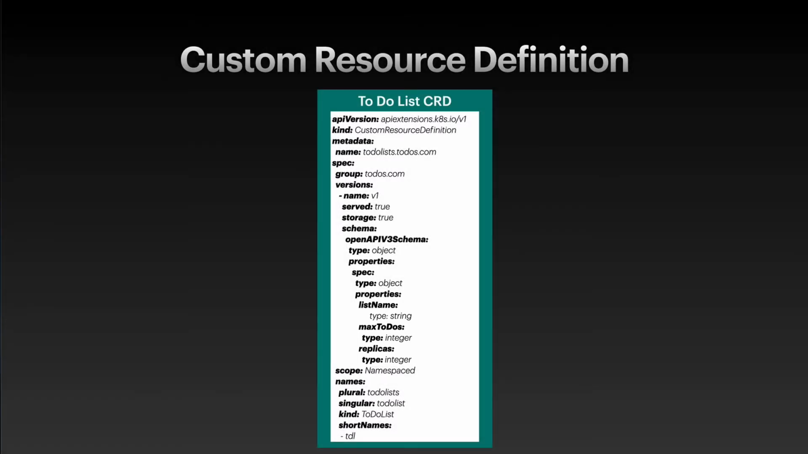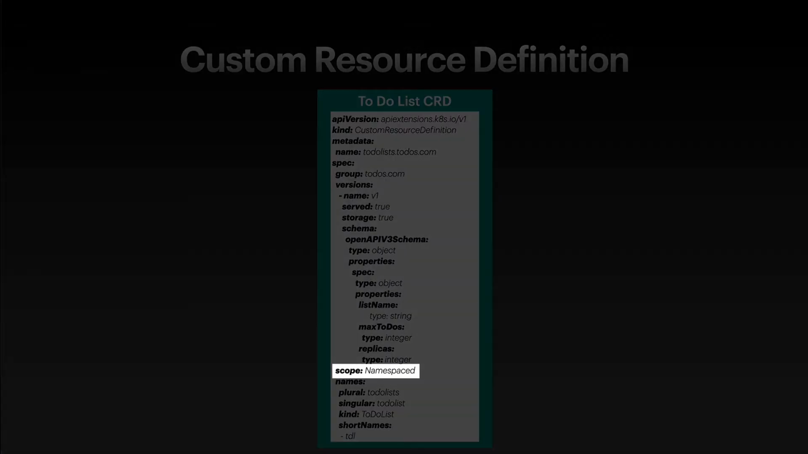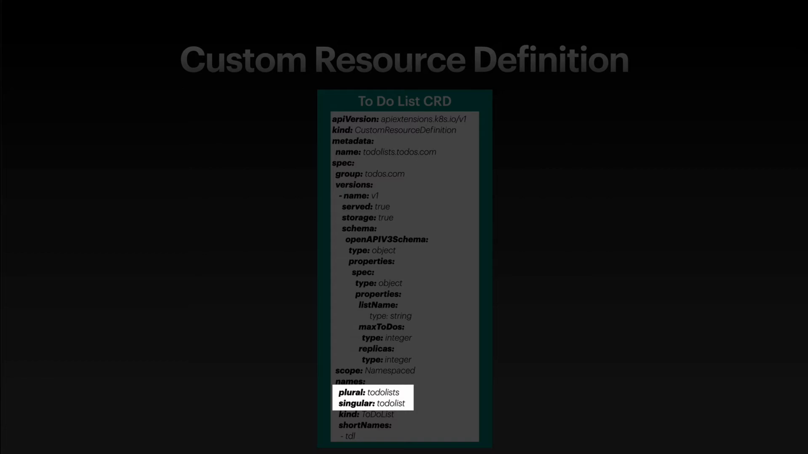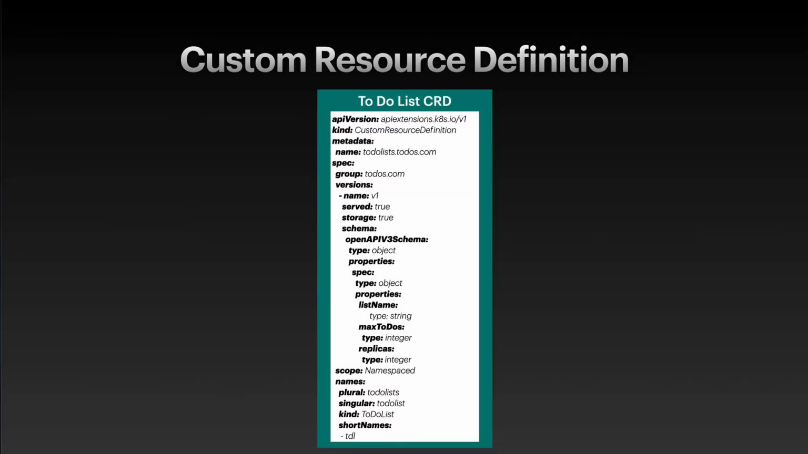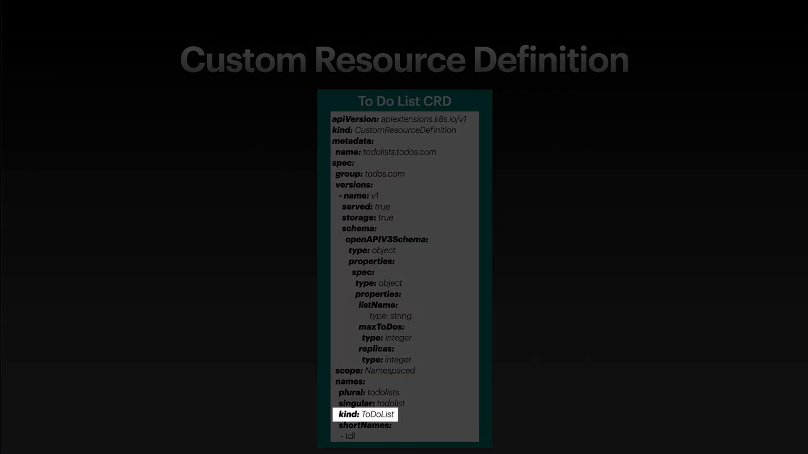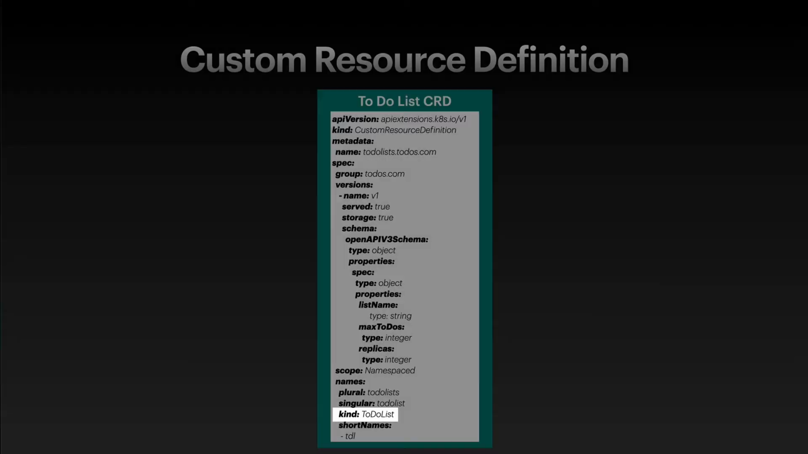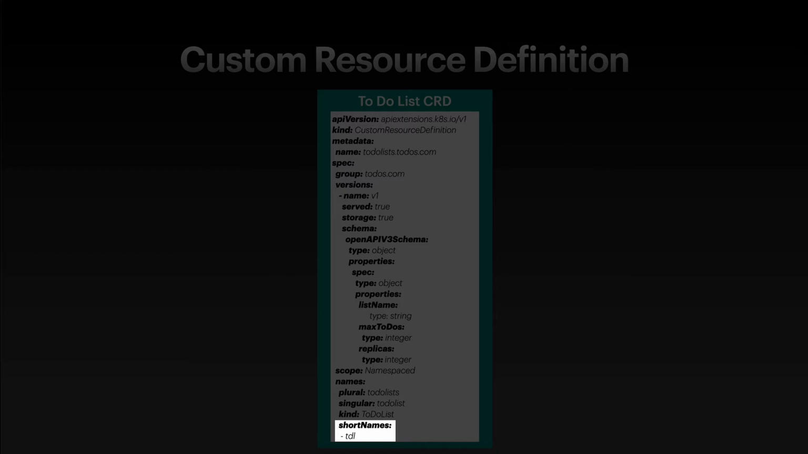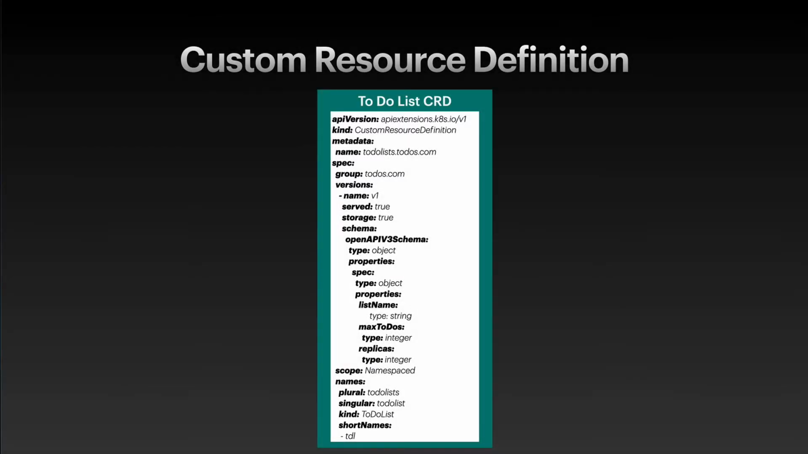Next up is whether the custom resource should be scoped cluster-wide or to a namespace. Here I've said namespaced. At the bottom is a section on naming, where variants of the custom resource's name can be specified, in plural and singular form, as well as defining the kind of resource, similar to how we've specified the kind of this manifest to be a custom resource definition. And then finally, any short names that you want to allocate to the resource for when you're using the CLI. Now don't worry if this isn't making sense immediately. I'll be applying and using this resource, which will help with the understanding.